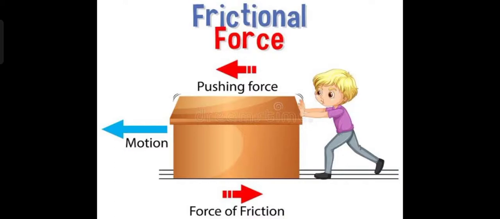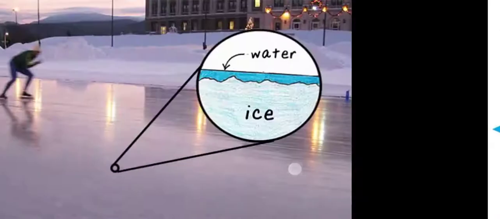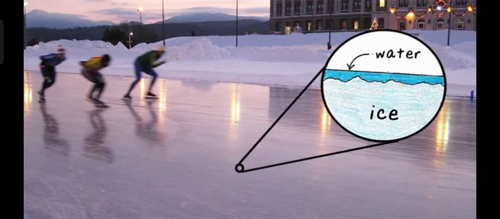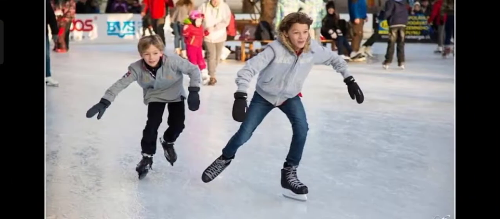Now the smooth surface has less friction than the rough surface, because a smooth surface has less frictional force. That is why when we slide on an icy surface, we slide very easily, because you can see this is an icy surface and above the icy surface there is a little amount of water. So water does not create much friction, that is why we easily slide.